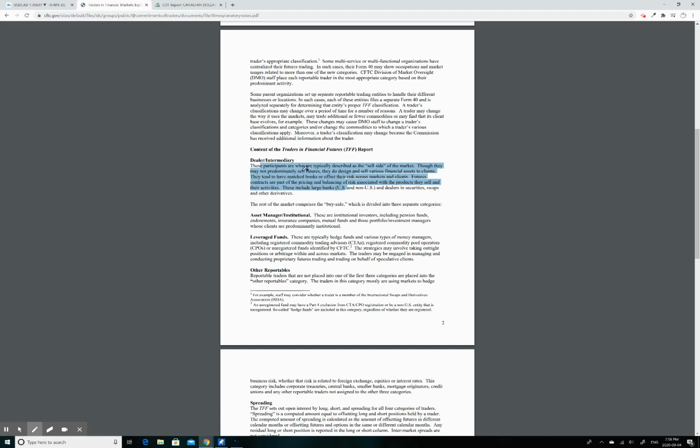But basically what this is saying is that dealer intermediaries are usually sellers. Okay. So they can be banks. They can be, so it says, large banks. They can be dealers in securities, swaps.